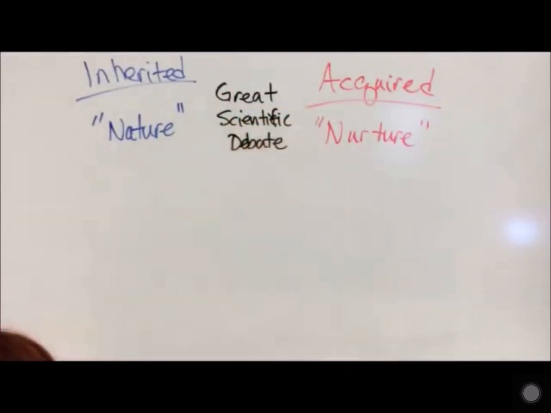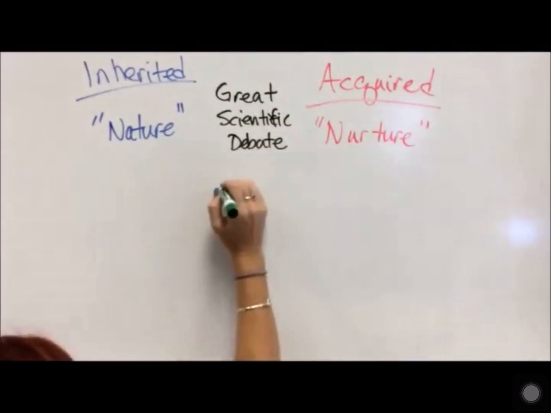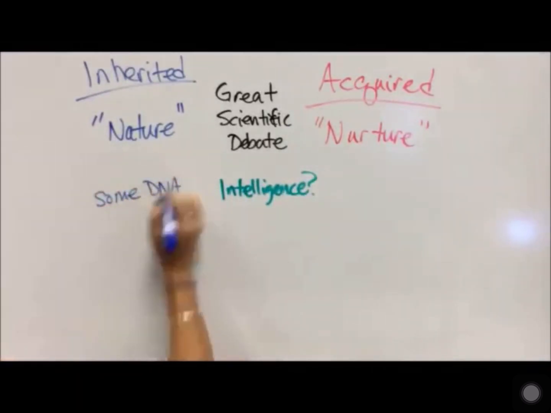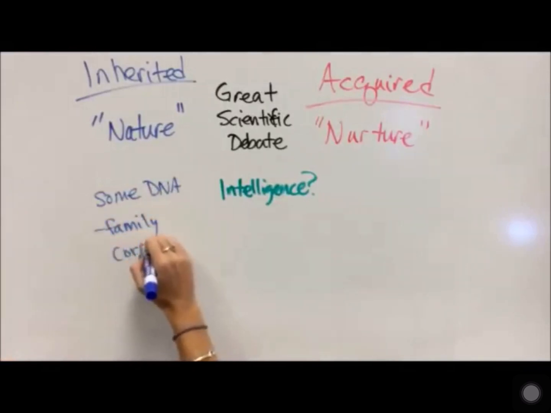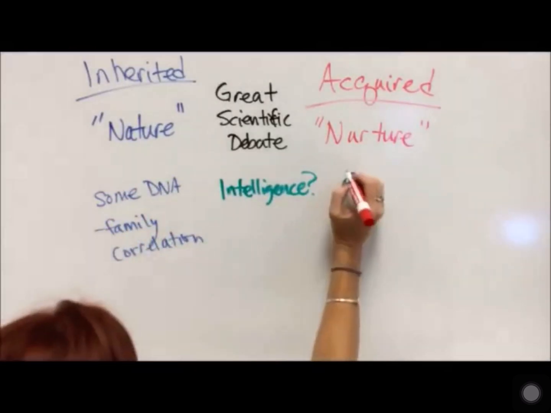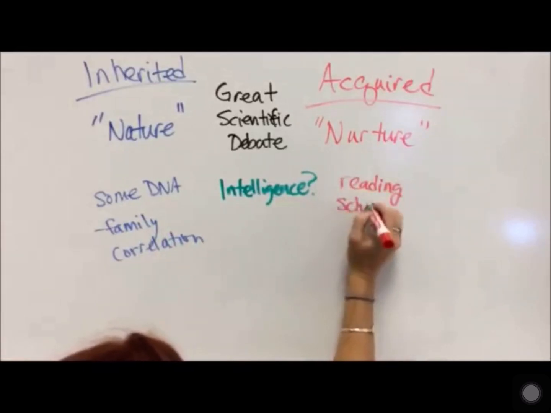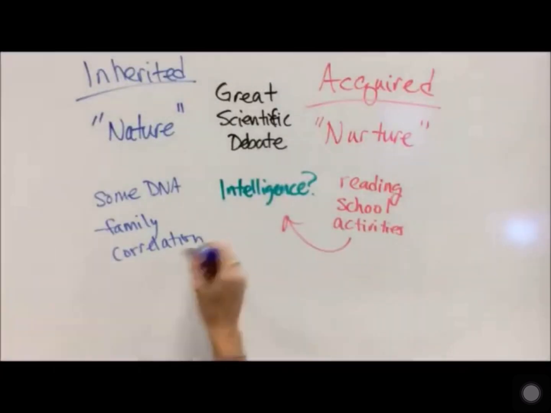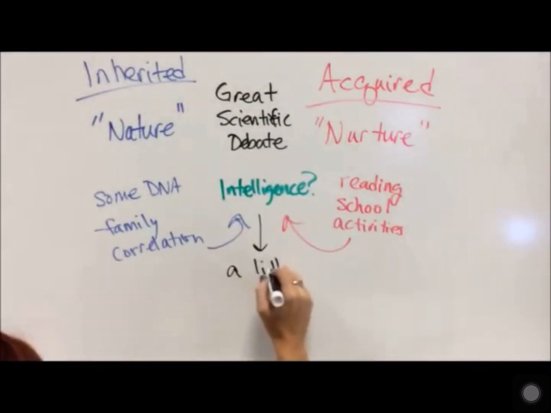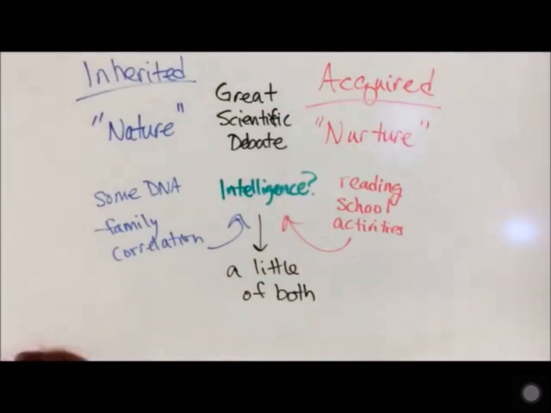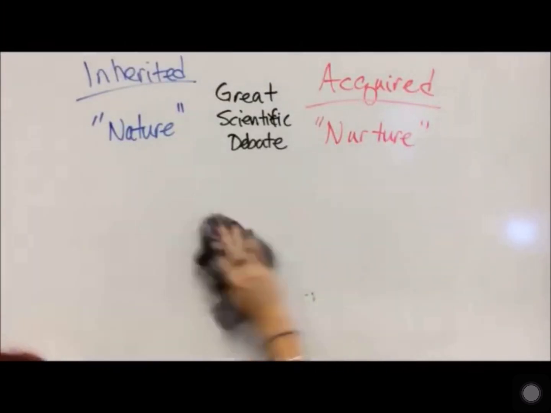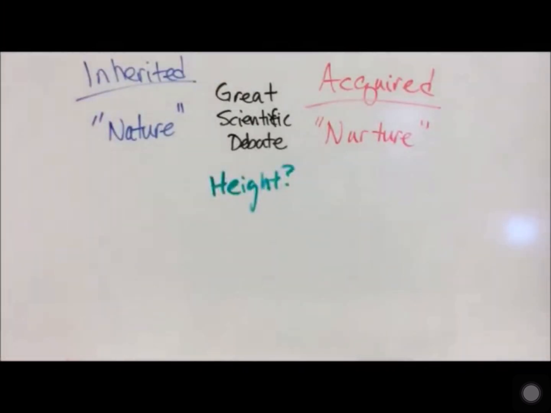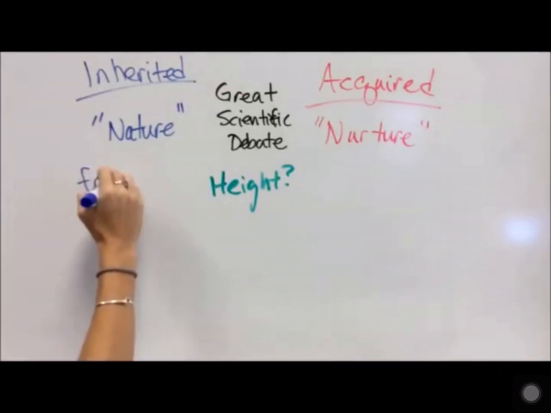It's a great scientific debate. There are a lot of them, and this is a big one. Intelligence, right? What is it on your DNA? What's the deal? Some of it is, definitely. There's a family connection with intelligence, but there's a ton of nurture as well. Reading, school, and activities are all things that play into whether you reach your maximum intelligence or not, that nurture. So intelligence is a little of both. If you don't nurture it, you're never going to get there. If you don't have the nature, all the nurture in the world isn't going to get you to that optimal intelligence either. It's both.